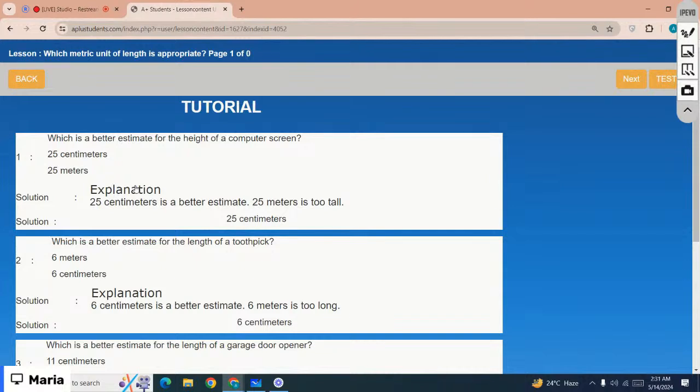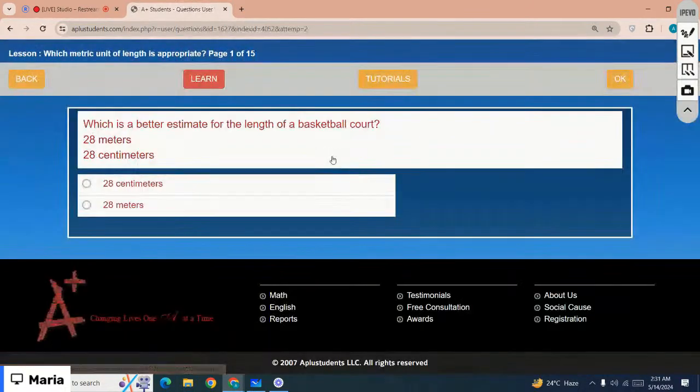Okay, let's start with the test questions. Which is a better estimate for the length of a basketball court? 28 meters or 28 centimeters? Which is the correct option? That is a basketball court, right? So it must be 28 meters. The correct option is 28 meters.